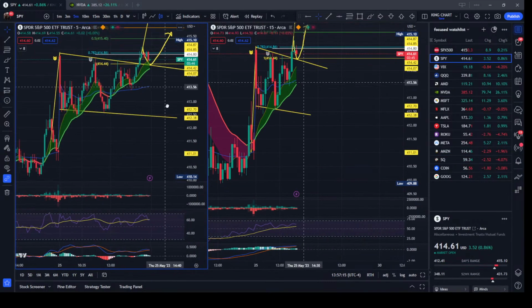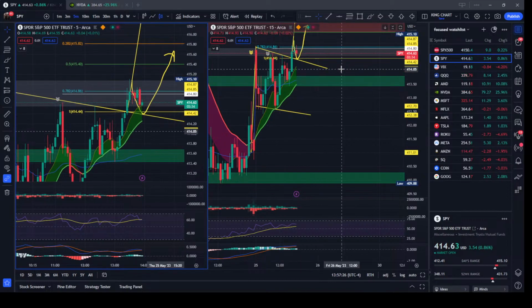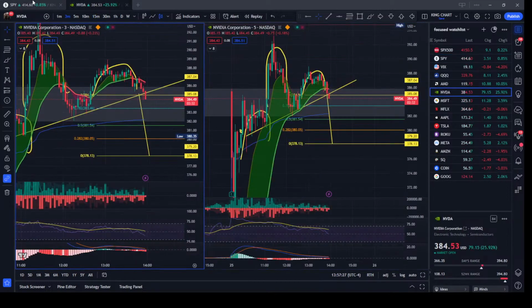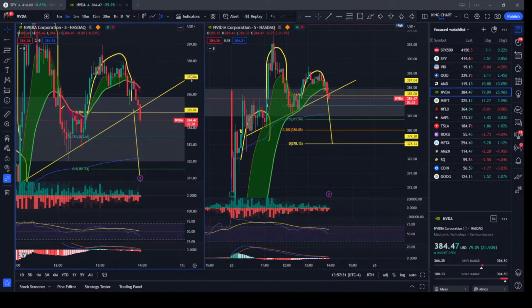Let's go to SPY. What did SPY do? So SPY rejected that bottom of the demand zone. Let's see if it breaks here. Oh man, NVIDIA dying. No.